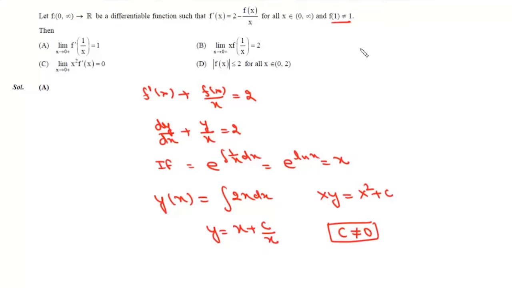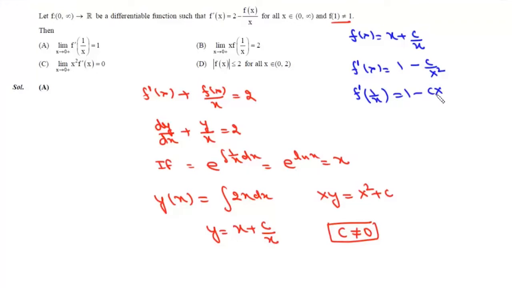So now we have our function f(x). This f(x) is x plus c by x. And if we find f'(x), it will be 1 minus c upon x square. Now f'(1/x) will be 1 minus c x square. Now if we take this limit x tends to 0, the value of this limit will be 1. That means this option A is correct.